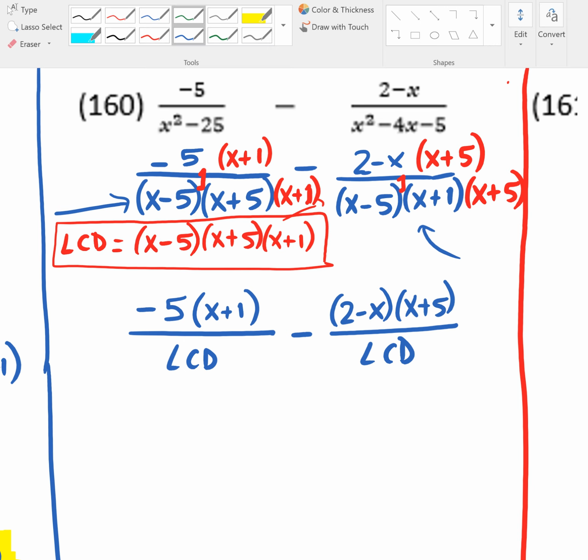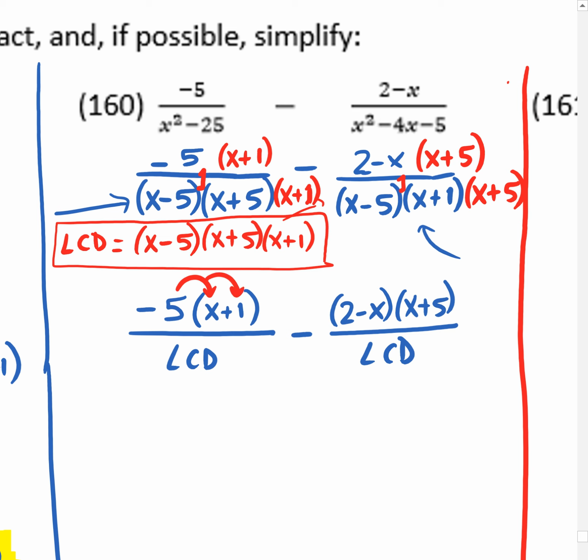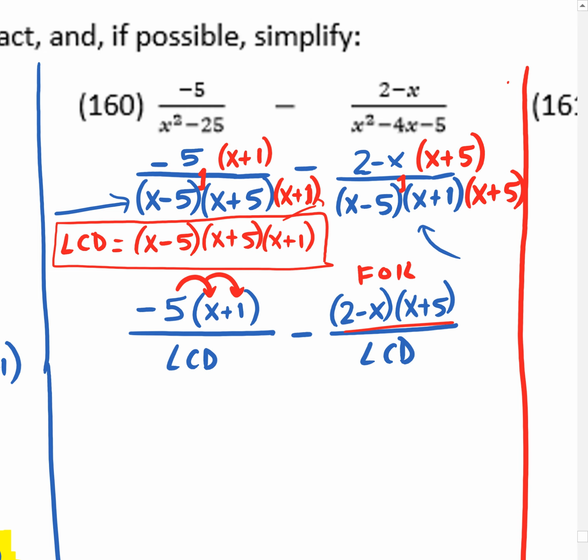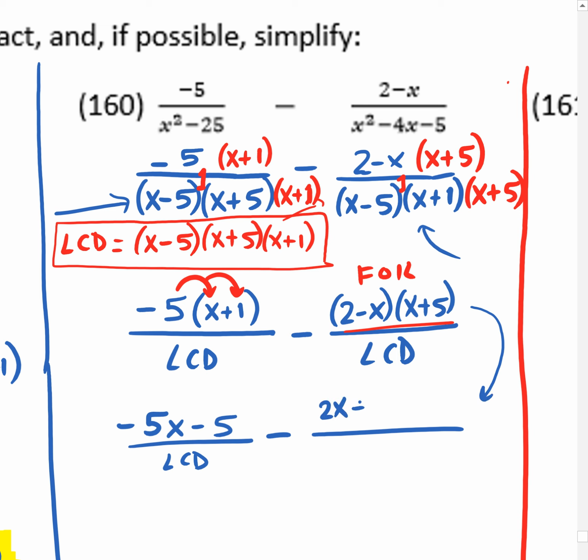I'm going to distribute this negative 5 here, and I'm going to FOIL this out in this numerator. Multiply this whole thing out, because I know that when I subtract these two rational expressions, I'm going to have to combine like terms. So if I distribute the negative 5 in the leftmost one, it'll become negative 5x minus 5. And that's over that LCD. Minus, if I FOIL that out in the numerator here, that'll become 2x plus 10 minus x squared minus 5x. And that's over that LCD as well.